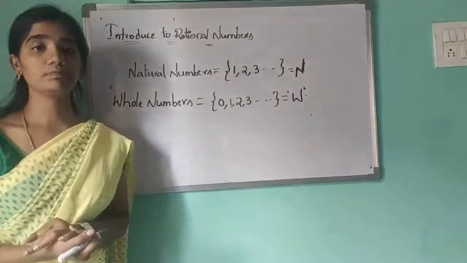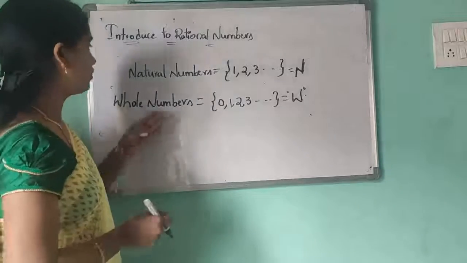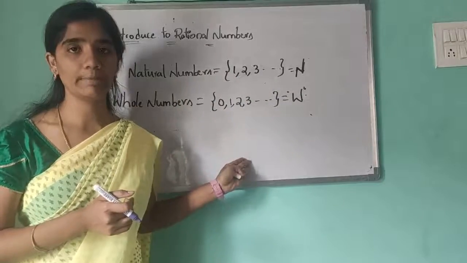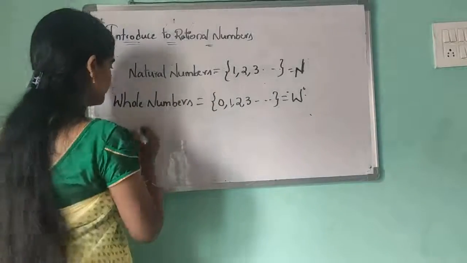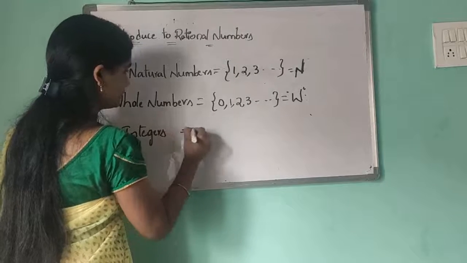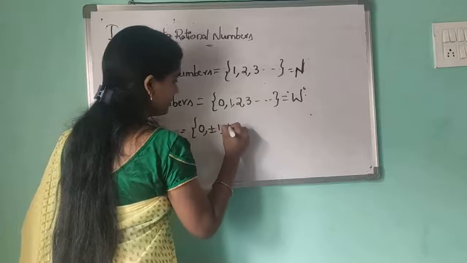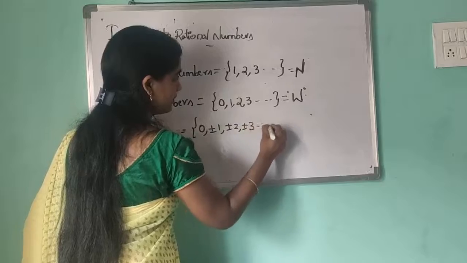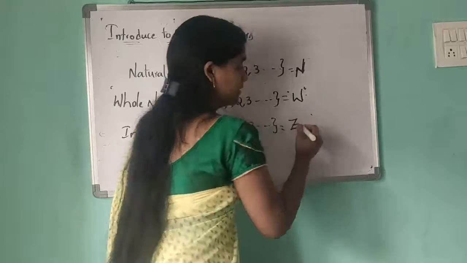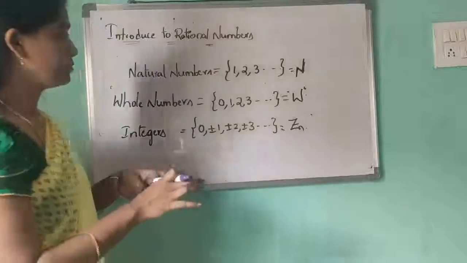Next one, integers. What are integers? It is the collection of natural numbers and whole numbers, along with their negatives. Integers means 0, plus or minus 1, plus or minus 2, plus or minus 3, and so on. Integers can be represented as Z.